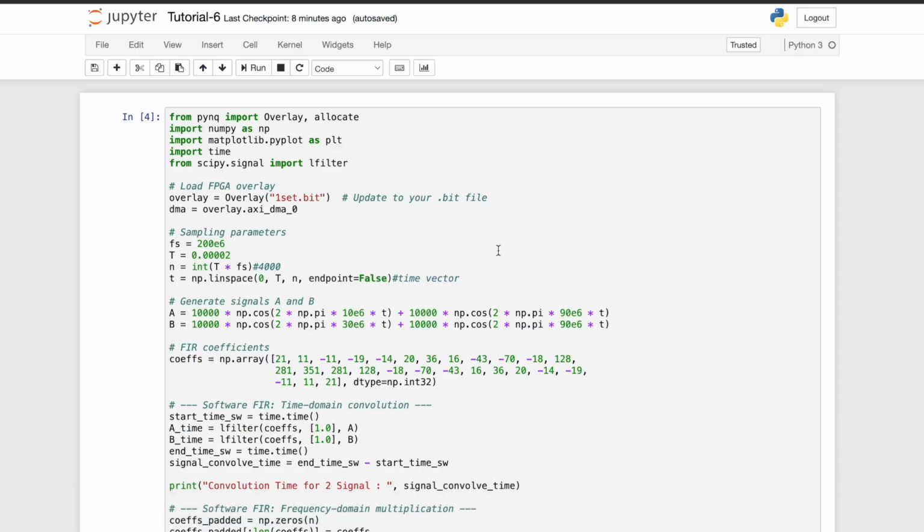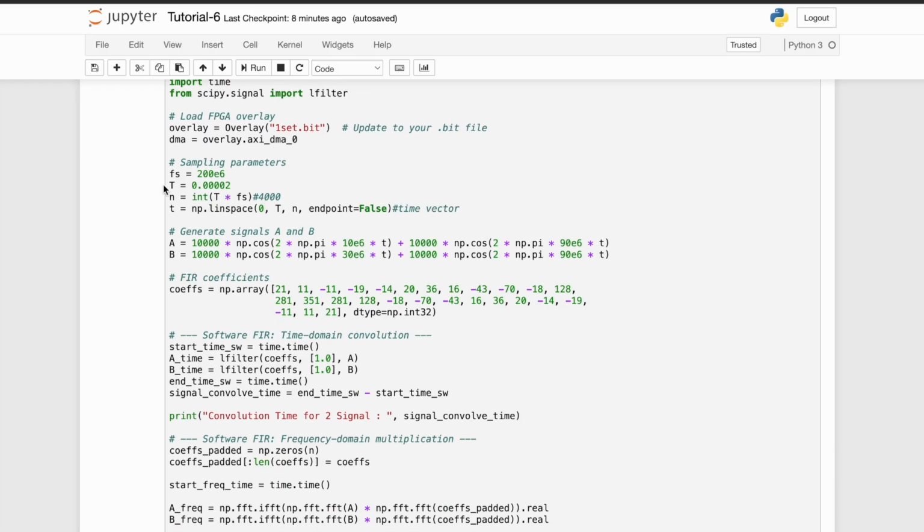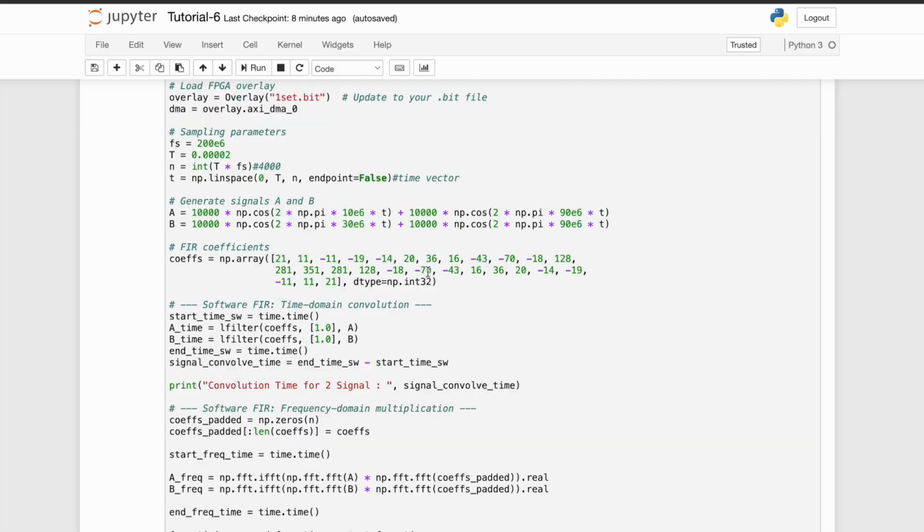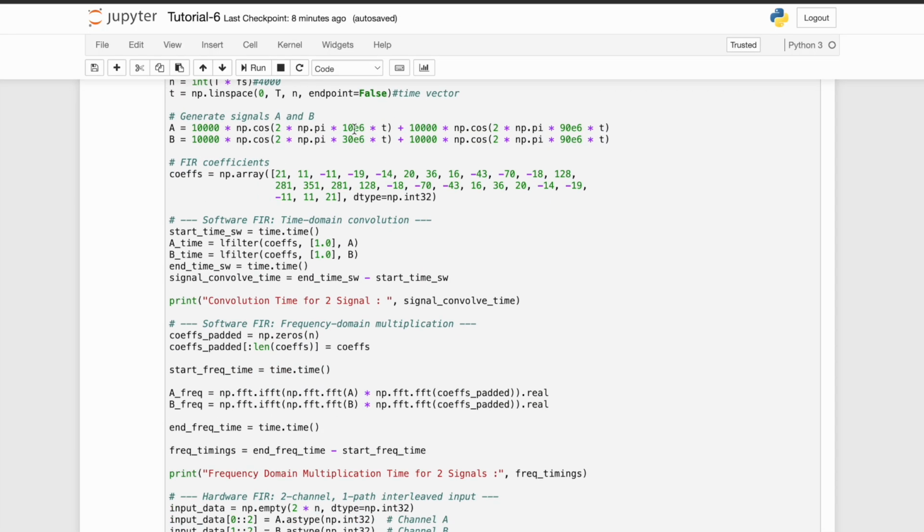As said in tutorial 5, we will just look at the changes in each code rather than going through the entire code, as most of the blueprint of each of these tutorials' software or Python codes remains exactly the same. We start with the imports and load the bit stream, use the sampling parameters and set them. We create two signals over here. One is 90 and 10 megahertz, and the other is 30 and 90 megahertz. The first signal is named A and the second is named B.